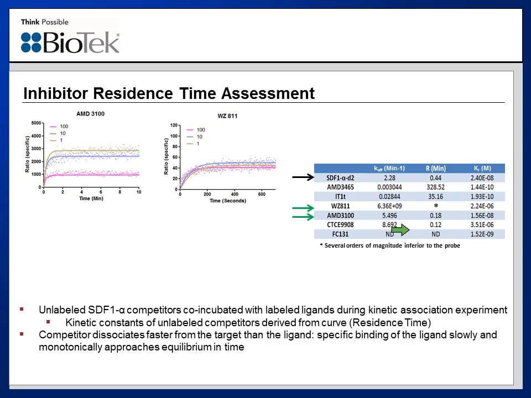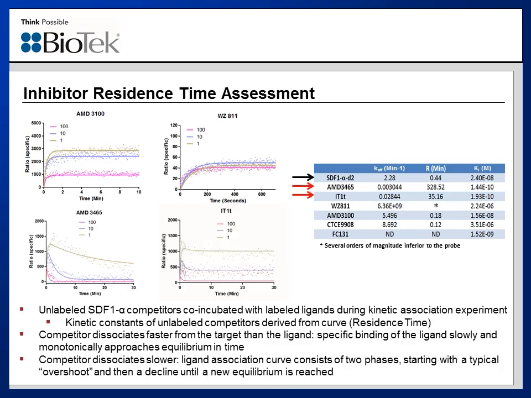However, when the competitor dissociates slower, such as we see with AMD 3465 and IT1T, the association curve of the ligand will consist of 2 distinct phases, starting with a typical overshoot, such as what you see here and here, and then a decline until a new equilibrium is reached, such as we see here.